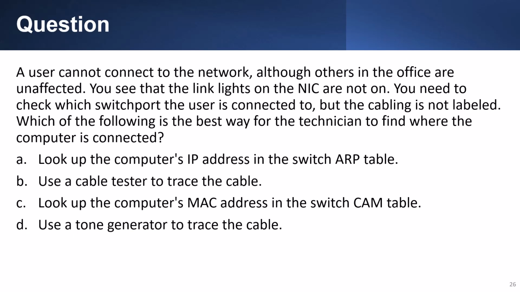Question: a user cannot connect to the network, although others in the office are unaffected. You see that the link lights on the NIC are not on. You need to check which switch port the user is connected to, but the cabling is not labeled. Which of the following is the best way for the technician to find where the computer is connected? Answer: use a tone generator to trace the cable.